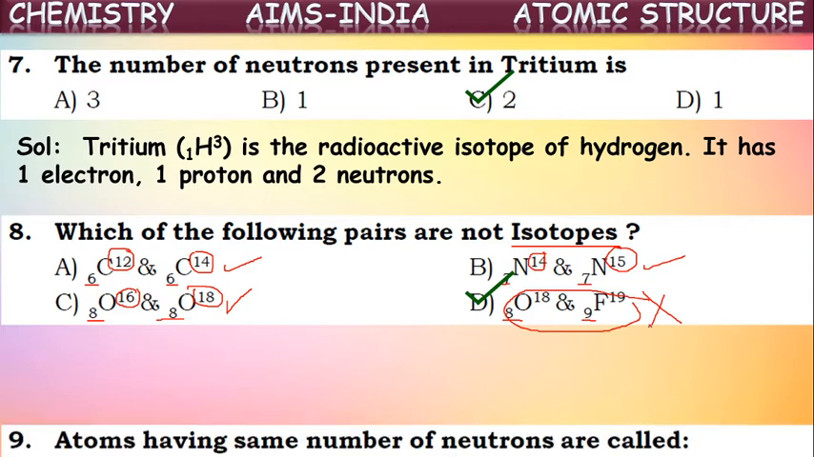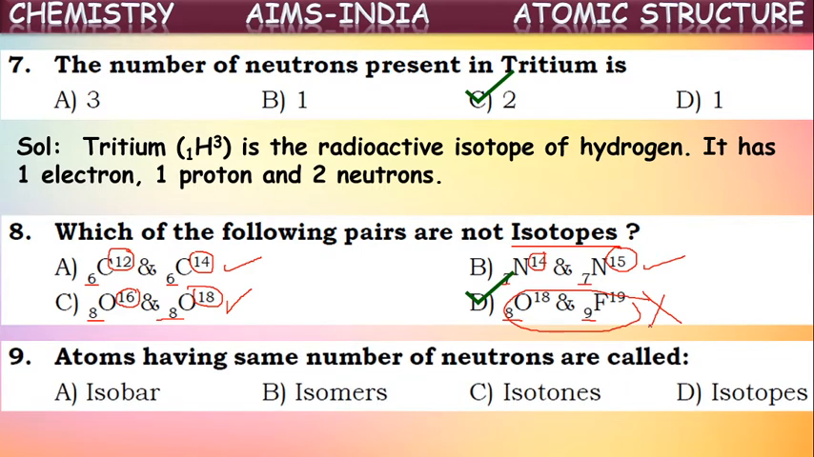Okay. Next one. Atoms having same number of neutrons are called. What are they called if they have same number of neutrons? The atoms with the same number of neutrons but different atomic numbers and mass numbers are called isotones.